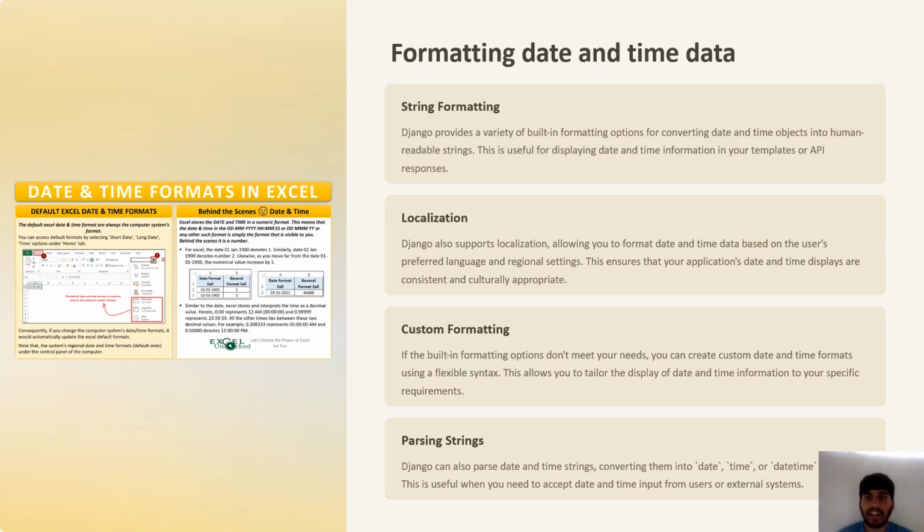Now let us see formatting date and time data: string formatting, localization, custom formatting, parsing strings. String formatting. Django provides a variety of built-in formatting options for converting date and time objects into human-readable strings. This is useful for displaying date and time information in our templates. Localization. Django also supports localization, allowing you to format date and time based on the user's preferred language and regional context. This ensures that your application's date and time displays are consistent with cultural conventions.